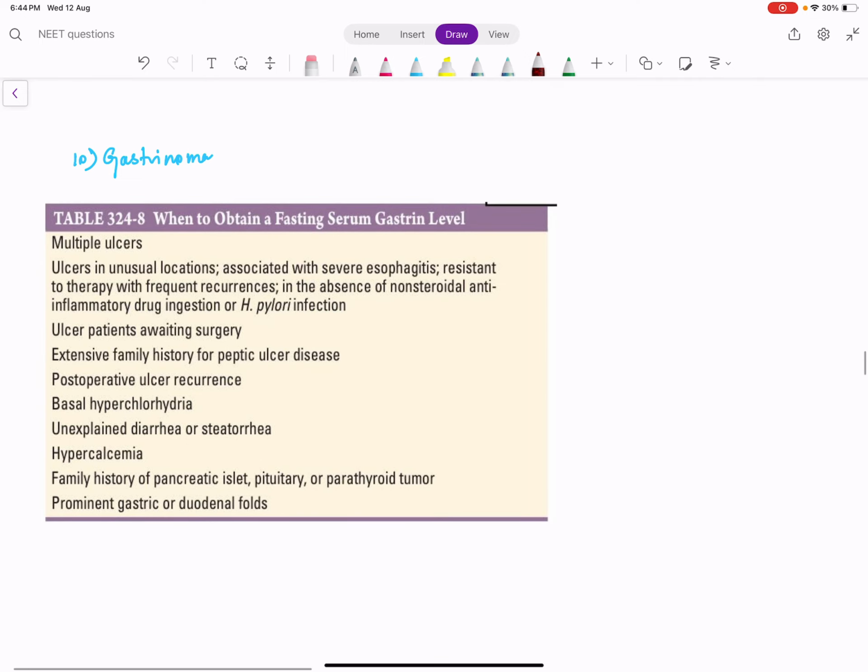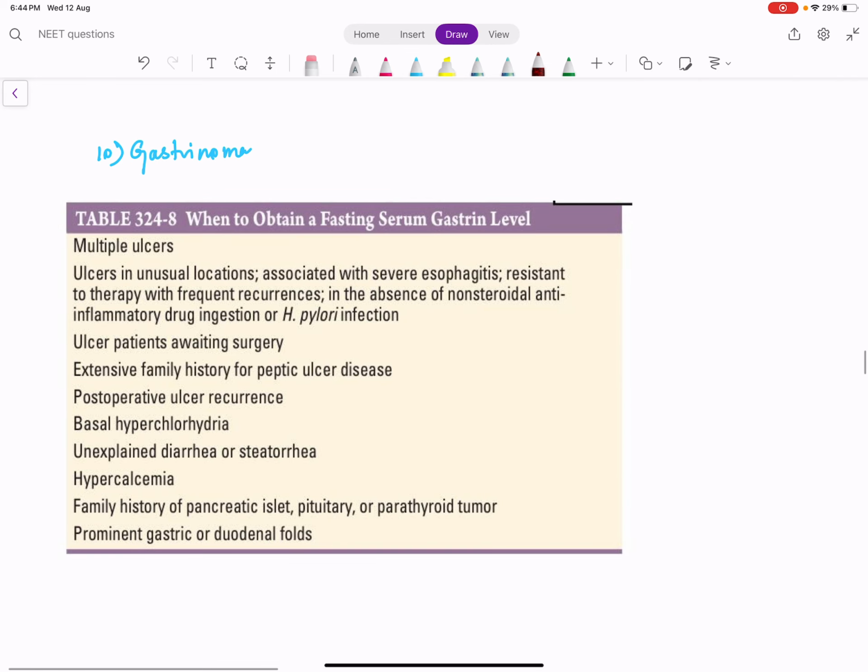So I told you one of the reasons for refractory gastritis is gastrinoma. Gastrinoma is a gastrin producing tumor. It's a neuroendocrine tumor, usually associated with MEN1, which we usually discuss in endocrinology. Multiple endocrine neoplasia type 1 usually produces all the P's: pancreatic tumors, pituitary tumors, parathyroid tumors. Apart from that, we can also have gastrinomas.